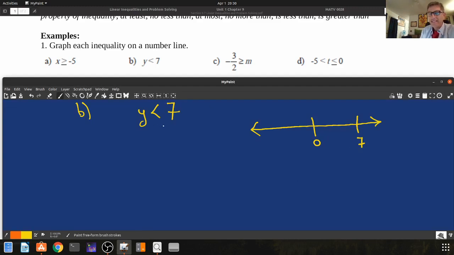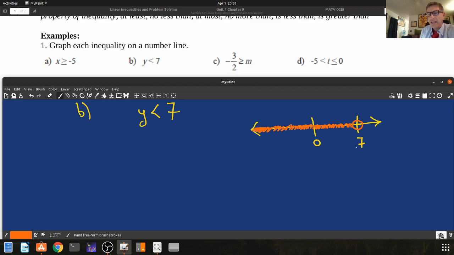So less than 7 doesn't include 7. So I'm going to start right here, right on top of 7, and I'm going to draw a circle. And I'm not going to fill in that circle. And then I'm just going to fill in going to the left of 7, scribbling it in like this, all the way till I get to the end of my drawn number line.